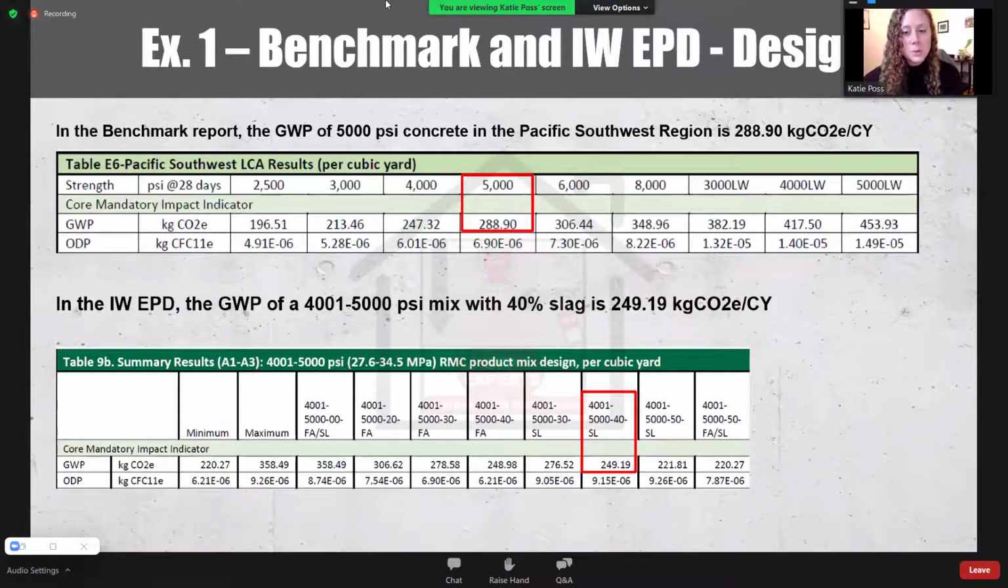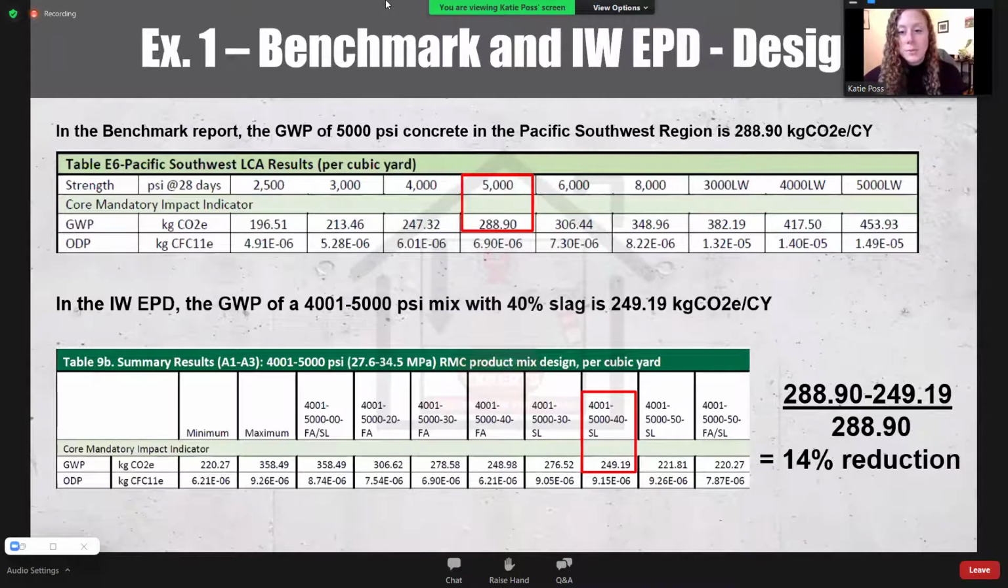Then reference the industry-wide EPD and find the GWP of a 5,000 PSI mix with a 40% slag content. You can then calculate the percentage reduction, and the result is a 14% lower carbon footprint as compared to the 2021 regional benchmark.